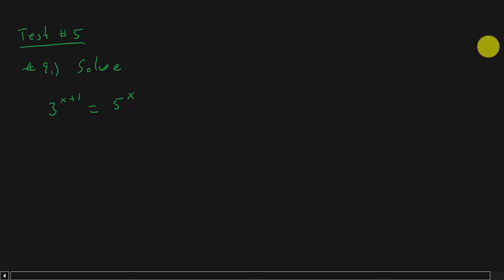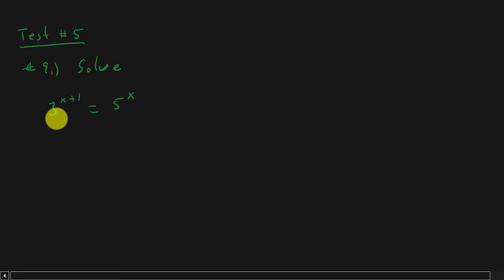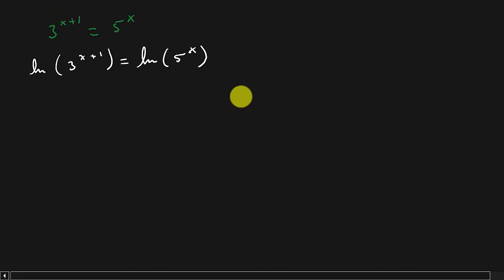All right, so now we're on to test 5, problem number 9. They want us to solve this. Remember, anytime you're solving an exponential equation, you want to try to get the bases the same. If you can't get the bases the same, like we can't here because we have a base of 3 and a base of 5, you want to take the natural log of both sides. Then we have a property from logarithms that says we can take the exponent and pull it down in front of the log.